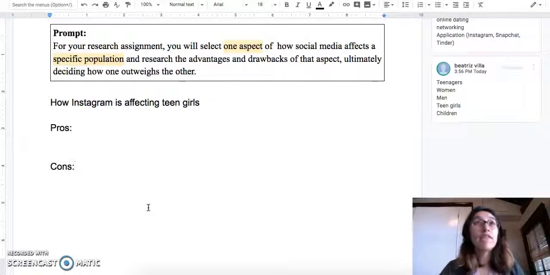And once I have a fair amount of information for both sides, I'm going to decide, my personal opinion, whether I think the cons outweigh the pros or the other way around. And that's essentially the concept of this essay assignment.